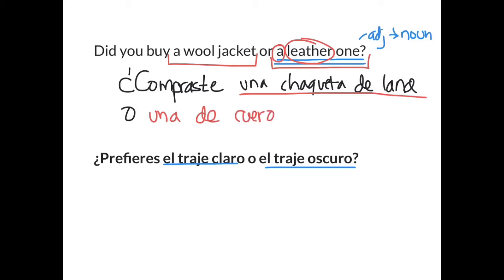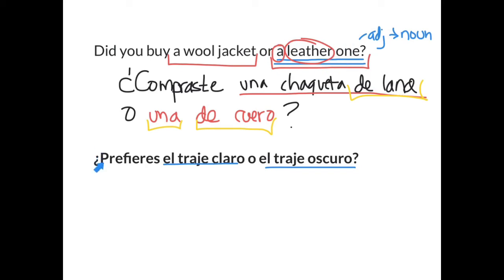So just to highlight this for you, this is your article, this is your adjective, de cuero, just like de lana was here for wool. And that gives us a leather one. Compraste una chaqueta de lana o una de cuero. Because of the de, remember that nothing after it changes in any way, shape, or form. If you can just remember that, it'll help you keep things clear. So una de cuero is a leather one, referring back to a jacket. So this first example, you're creating an adjective as a noun from scratch.